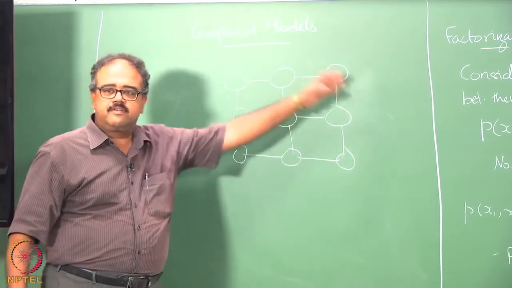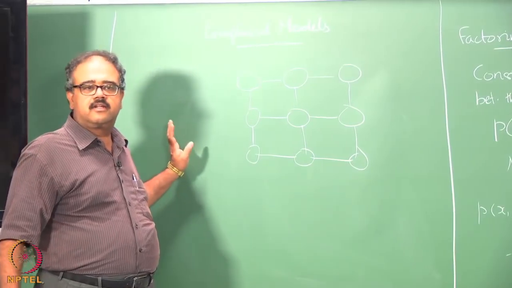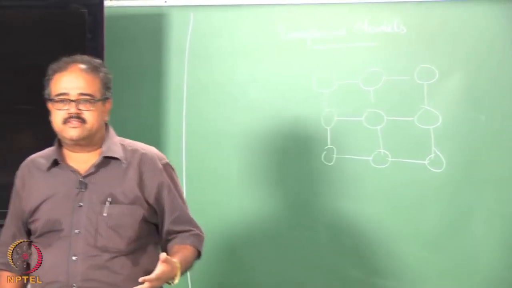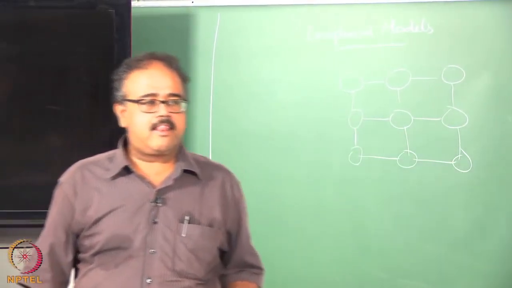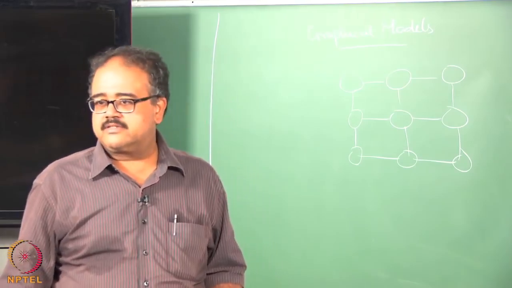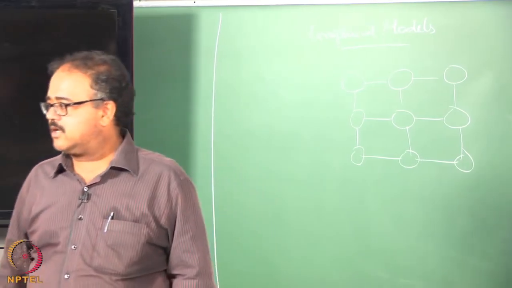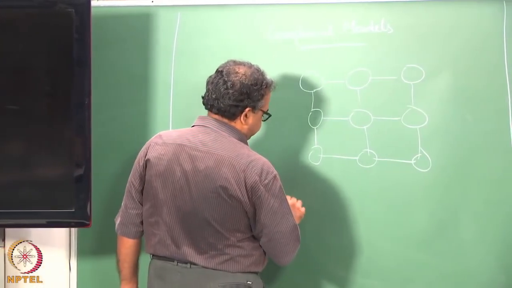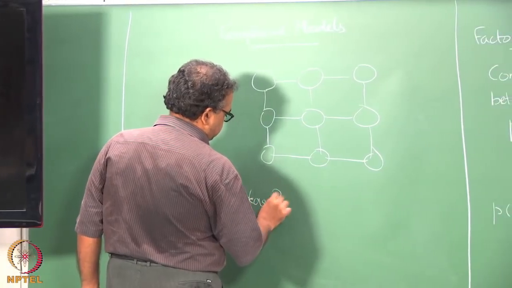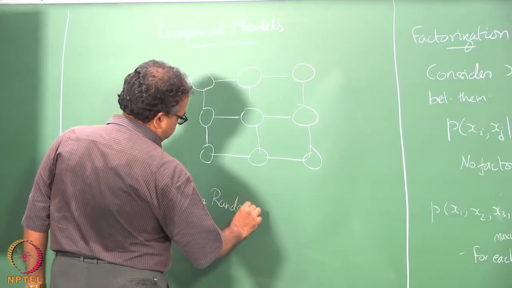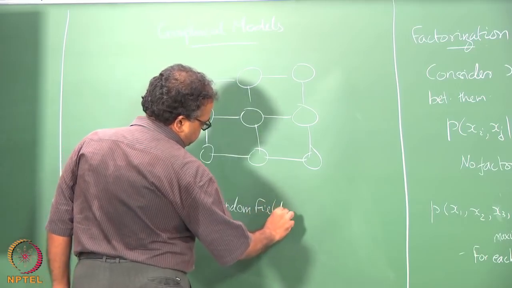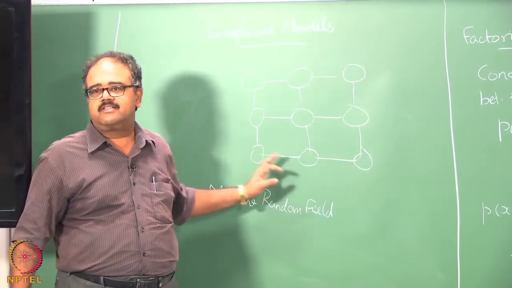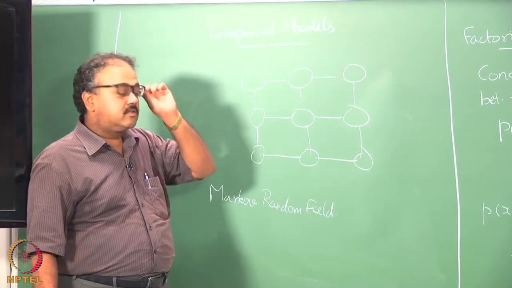So this is a simple lattice-like structure. Undirected graphical models are also sometimes called Markov random fields, just like directed graphical models are also called Bayesian networks. So if you have heard of the term Markov random field somewhere, one of the most often used structures with Markov random fields is this kind of lattice structure. So what does this really tell you?